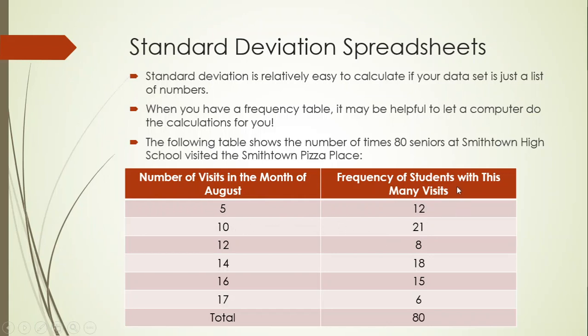If we wanted to do this set of data like we did a couple slides ago, we have to deal with 80 different numbers and finding the deviances of those 80 numbers, squaring those, make sure we're adding up the right numbers. That is a pain. So instead, we're going to let a spreadsheet do the work for us.